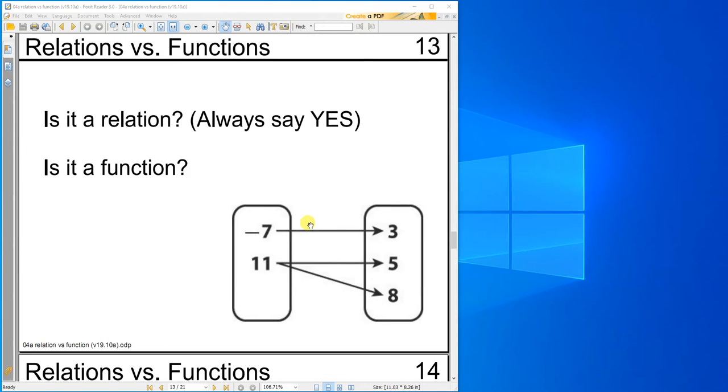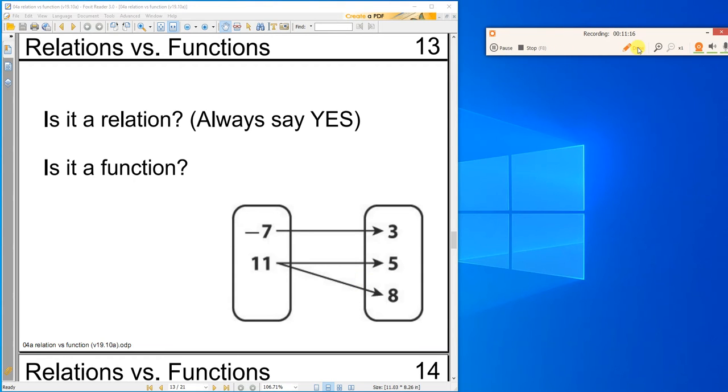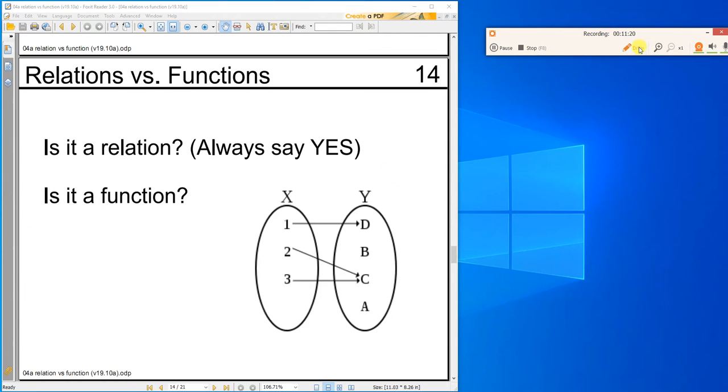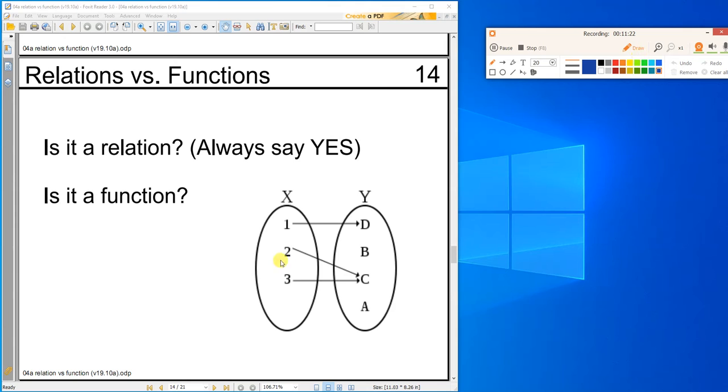Is this a function? No. Look at 11. 11 is being all greedy. Greedy 11. This is not a function. Is it a relation? Yes, it's a relation. Everything we're looking at today is a relation. But this is not a function. Is this a function? Yes, this is a function. I know you're looking at this one and this one. They're just sharing. This is the M&Ms, and they're sharing it. This is a function.